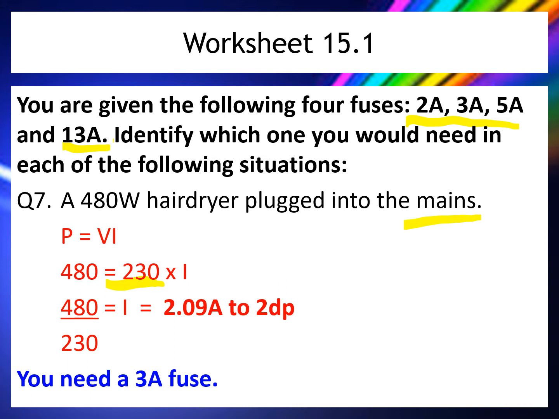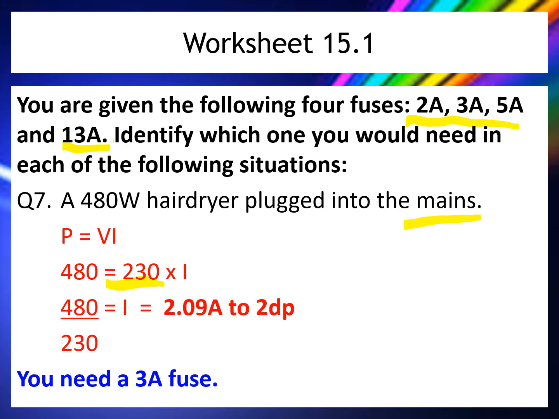So P equals VI, we put the numbers in as before. 480 watts equals 230 multiplied by I, or the current. We divide through to get I. 480 divided by 230 gives us 2.09 amps to 2 decimal places. Again, 2 decimal places is plenty.